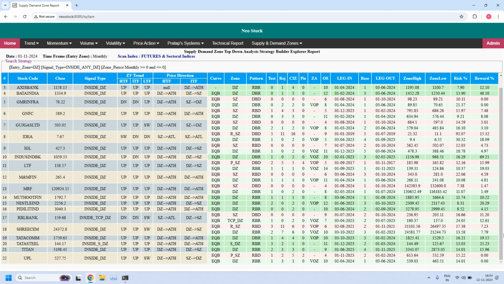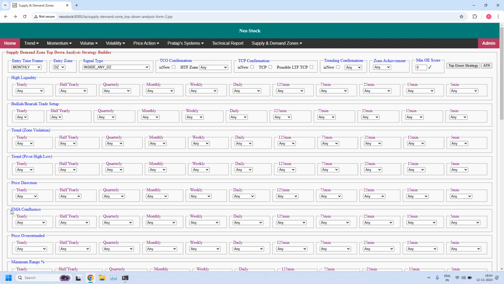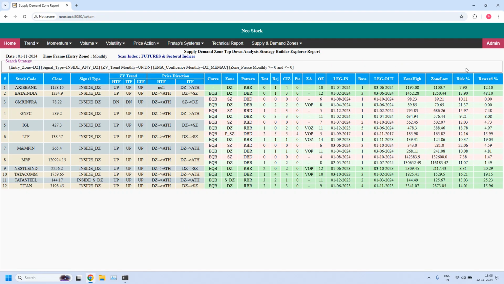Now from this list, let us identify zones having a monthly EMA Confluence. In the EMA Confluence monthly time frame, I am selecting monthly demand zone having monthly EMA Confluence. But EMA Confluence makes sense only in the trending, but not sideways market. So that's why in the trend monthly time frame, I am eliminating sideways trend. Now we got 12 stocks. From 22 we got 12. These 12 stocks are having monthly EMA Confluence. All these demand zones are having monthly EMA Confluence.